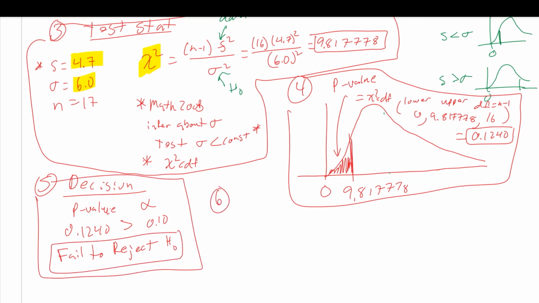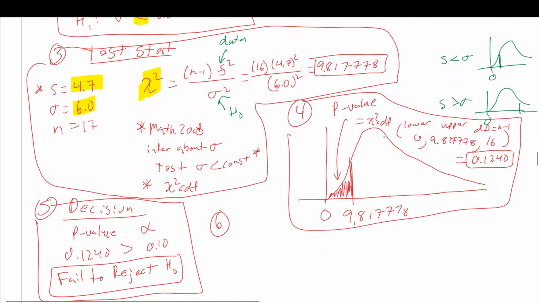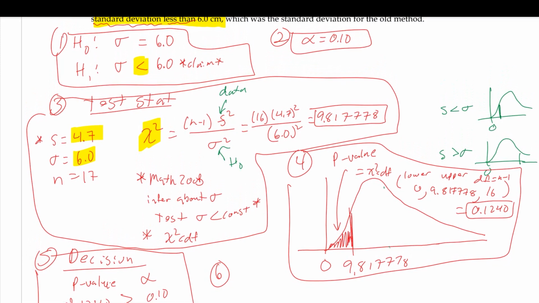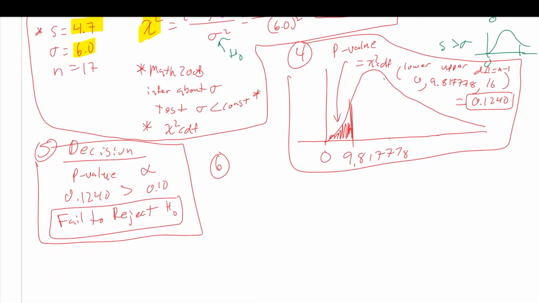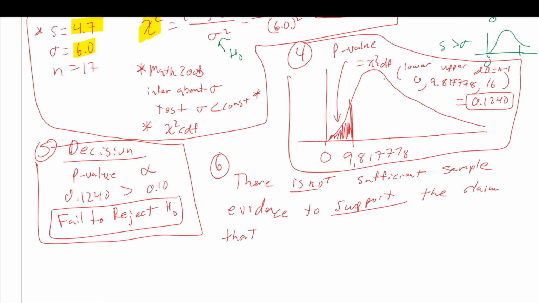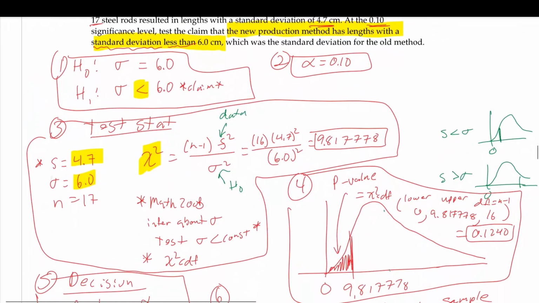Step 6 is our concluding statement. Let's see if we can logic our way through. The claim was the alternative. We were not able to reject the null hypothesis, so in a way we can say that the null hypothesis is still true or accepted, so there doesn't seem to be sufficient evidence to support the claim. So we can go to the flowchart for that wording. All right, so in our case the claim was the alternative hypothesis, so we're going to go in this direction, and we were not able to reject the null hypothesis, so we failed to reject it. So the wording of our final conclusion is that there is not sufficient sample evidence to support the claim that, and then we would just restate the original claim statement. And the original claim statement was, the new production method has lengths with a standard deviation less than 6.0 centimeters.